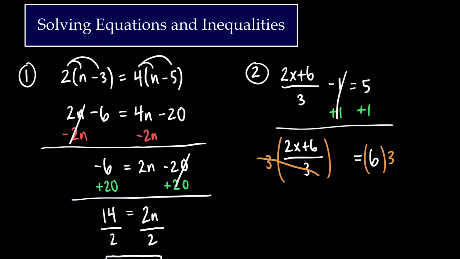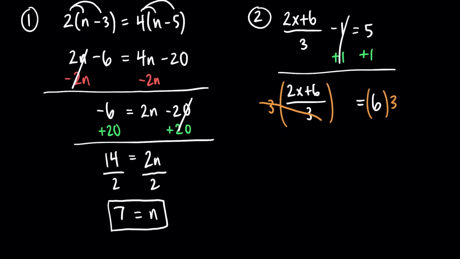Some people like to use the word cancel. Some people will say that that's an equivalent form of 1. Same thing. Okay, so what you're left with on the left side here is 2x plus 6. And on the right side, you have 6 times 3 is 18.